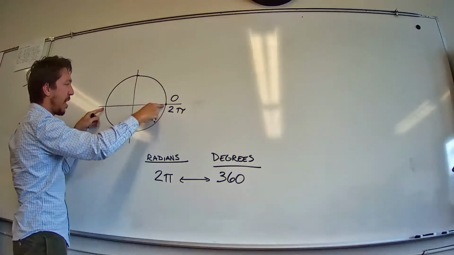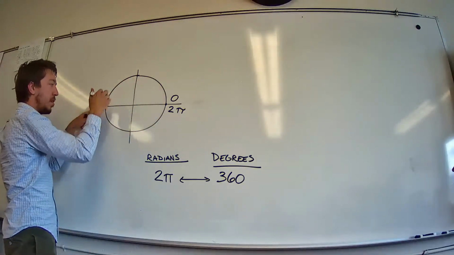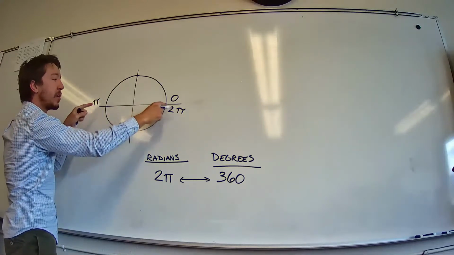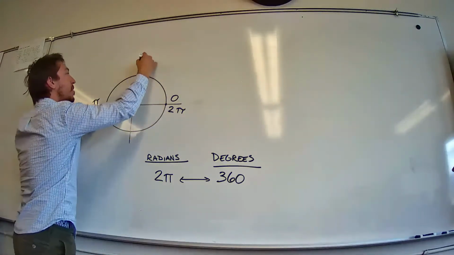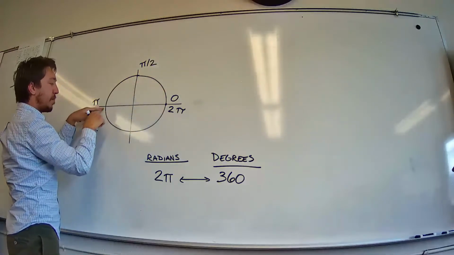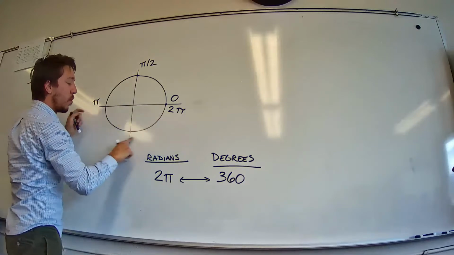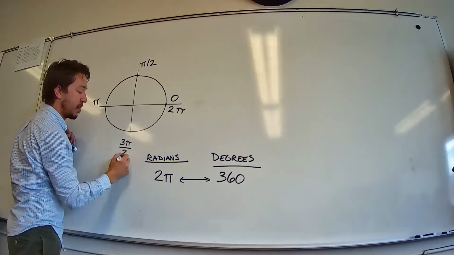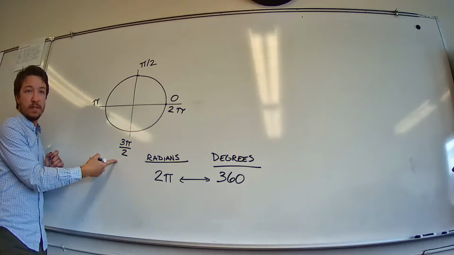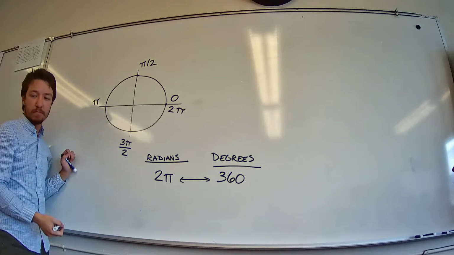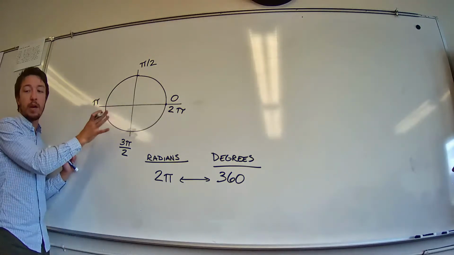So how about this? What if I just went halfway around the circle? That's 1 pi. Very good. What if I just went halfway between 0 and 1 pi? That would be half a pi. And what if I went halfway between pi and 2 pi? 1.5 pi, which is 3 halves pi. 1 half, 2 halves, 3 halves, 4 halves. This is a good starting point.